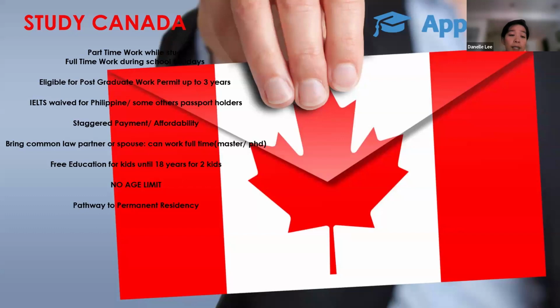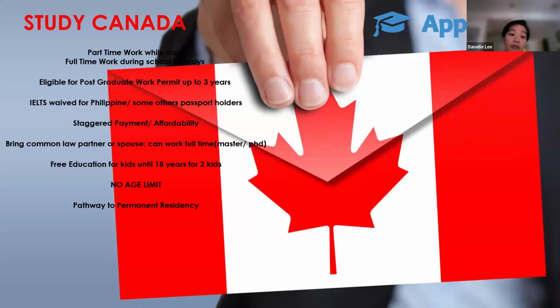And we actually have a summary of the benefits of studying in Canada. You can work a part-time job during your study. And you can also do a full-time job during your school holiday, which is up to 40 hours per week. Part-time work is up to 20 hours per week. And you're eligible for a postgrad work permit of up to 3 years after your graduation. And IELTS is waived for some passport holders. And of course, staggered payment, which means that you do not need to pay a lot of money before you apply for your visa. And you can also bring your common law partner or spouse, and your spouse can be eligible for an open work permit if you are studying a master's or PhD in Canada.